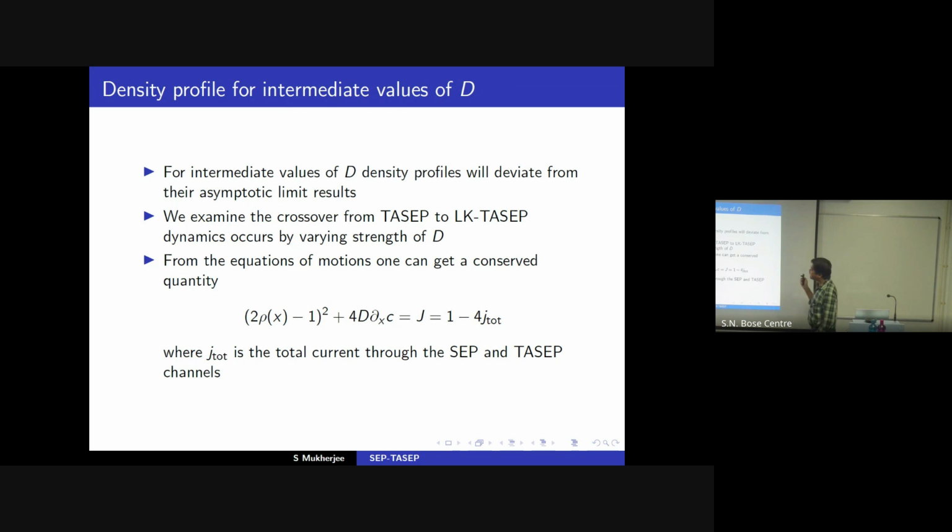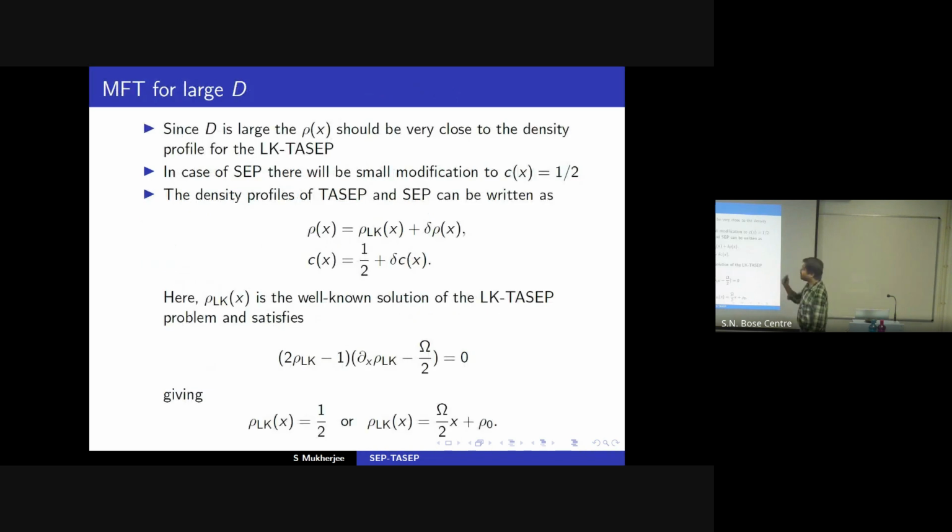Before we go to the further details, we mention that from the equation of motion of Tassel and shape, we have a conserved quantity J, where J equal to (2rho minus 1) whole squared plus 4D del x of C. J is not a physical current. It is actually related to the physical current via this relation, J equal to 1 minus 4 J dot, where J dot is the total current through the shape and Tassel channel. Now we construct the mean field theory for large D.